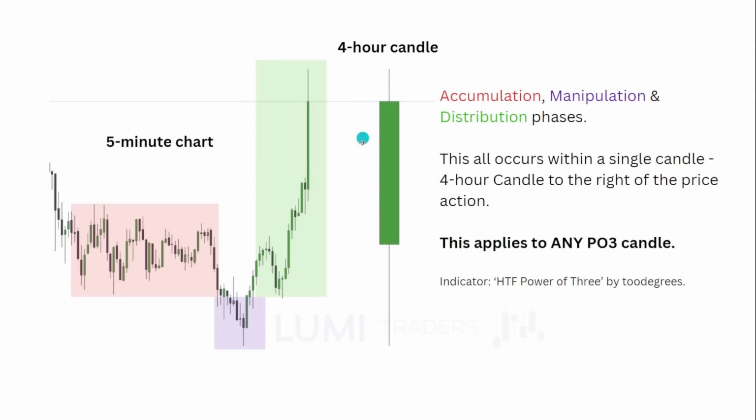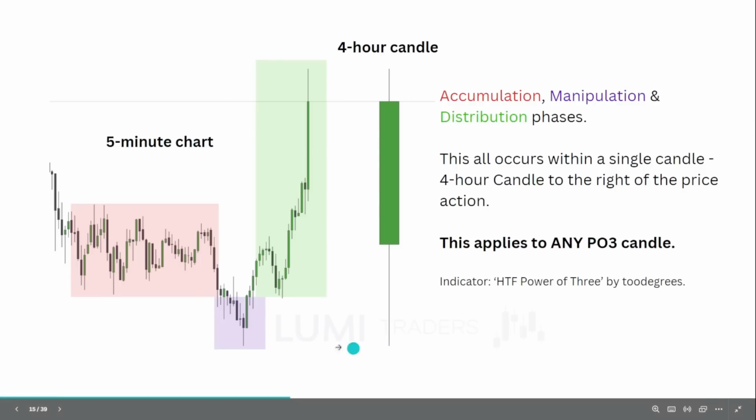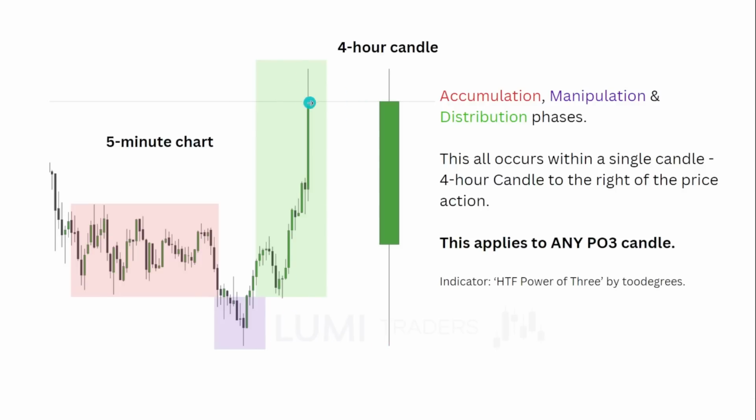For example, you will see this candle. If you want to open the 5-minute chart and just choose 4-hour as your high time frame, you will see this candle, and this candle looks like this on the lower time frame. We got open, then manipulation to form the low of the candle, then distribution, high, closure.